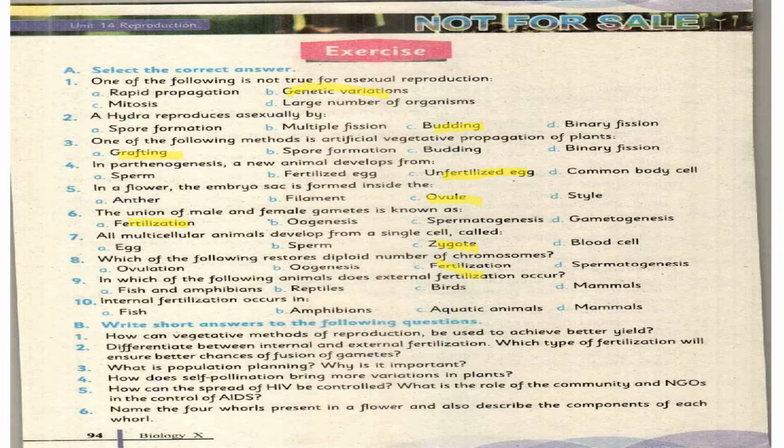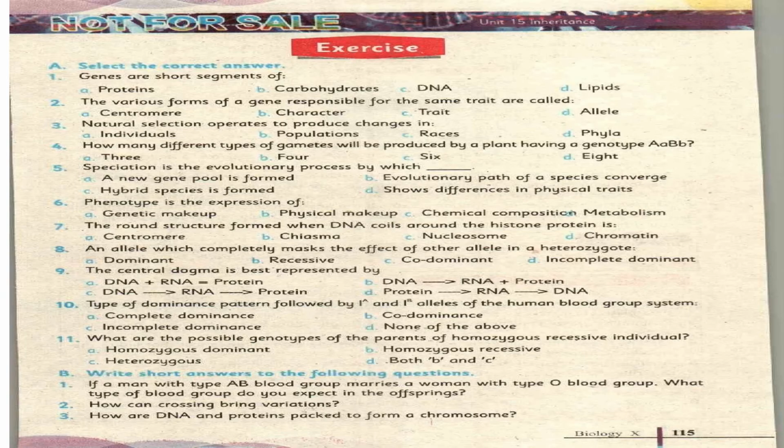In which of the following animals does external fertilization occur? Fish and amphibians. Internal fertilization occurs in mammals. Genes are short segments of DNA. The various forms of a gene responsible for the same trait are called alleles.